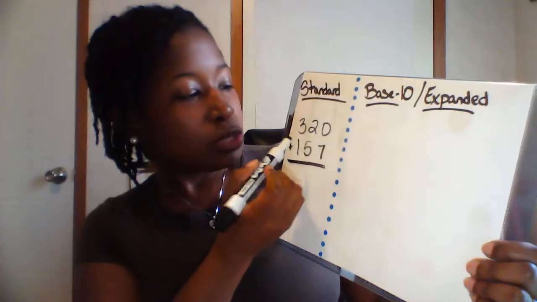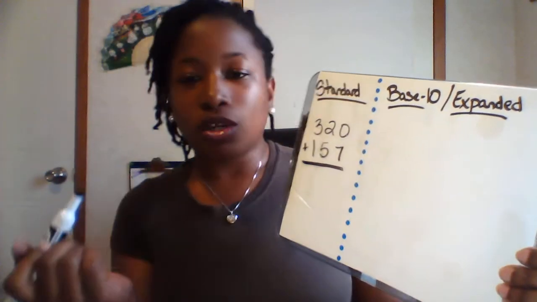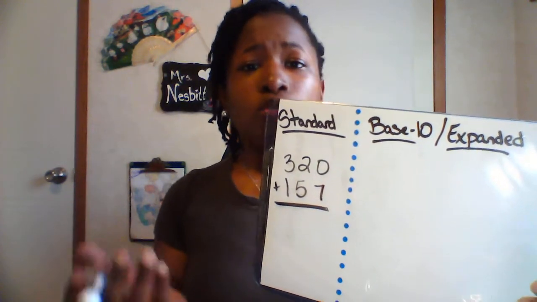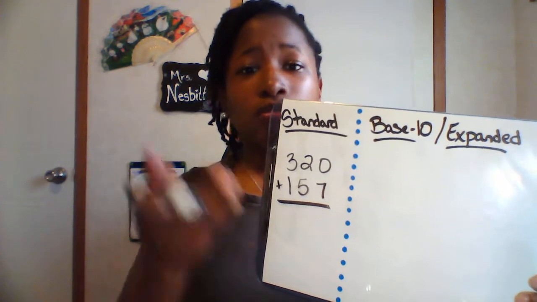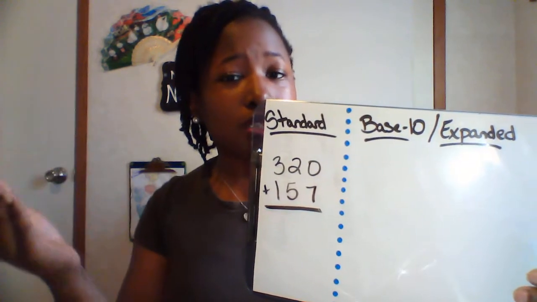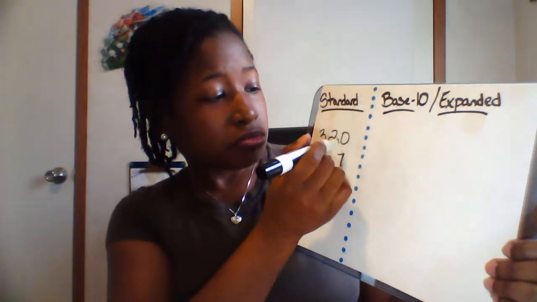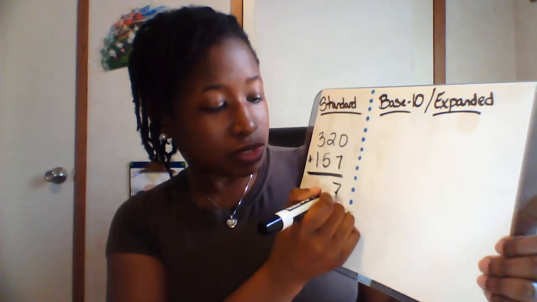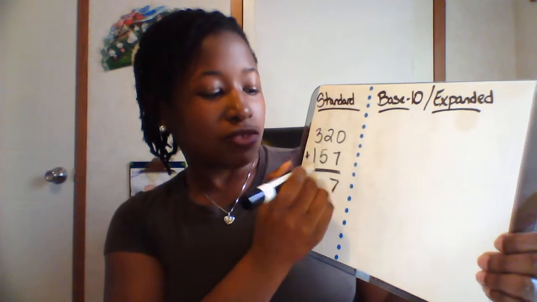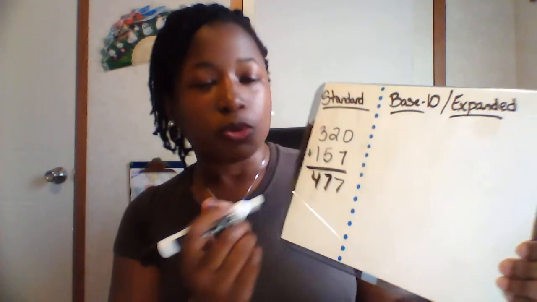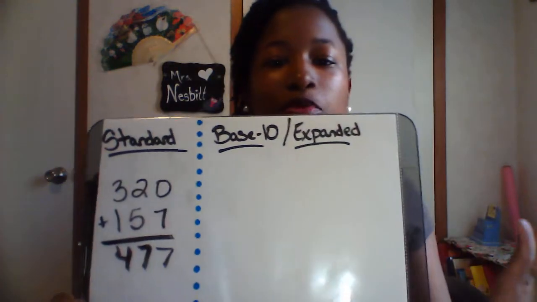So this problem is 320 plus 157. For most of us, we know you start in the ones column and you keep working your way from the ones to the tens to the hundreds. And this problem is fairly simple. 0 plus 7 gives us 7. 2 plus 5 gives us 7. And 3 plus 1 gives us 4. Simple enough. We all get that.